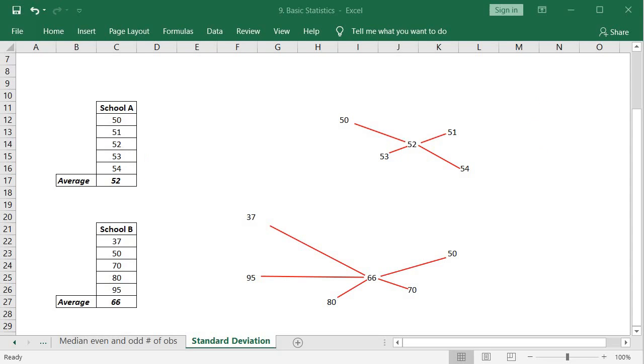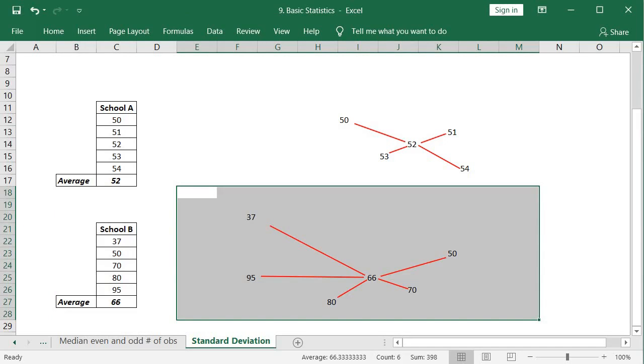Now if you take a look at school B, which is the highlighted table below, if we try to find out the standard deviation or average of deviation, towards the right side is the representation. So the average is coming out to be 66, and in a similar way, the highlighted is the representation. And you can apparently see the distances are very high of each observation from the mean of the data.